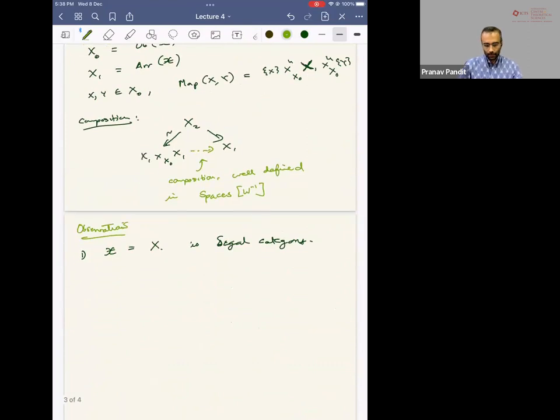Okay, so the observation is that first of all, if this is a Segal category, then you can construct from it this thing I call pi 0 of X, which is a category. So sometimes it's also denoted the homotopy category of X, Ho X, and called the homotopy category.